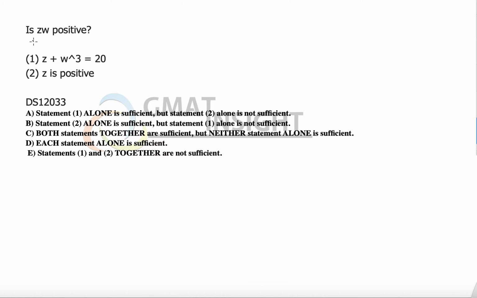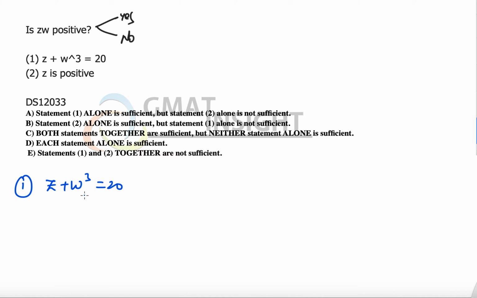Is Z times W positive? So we have this question which needs to be answered in the form of either yes or no, and the statement would be sufficient only when we have the unique answer. Let's see the first statement, which says Z plus W cube is equal to 20.